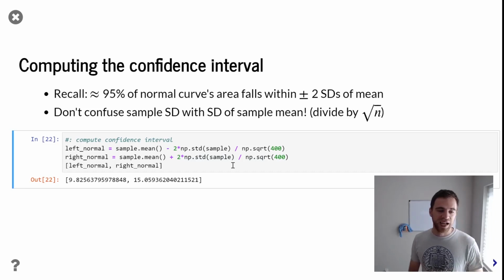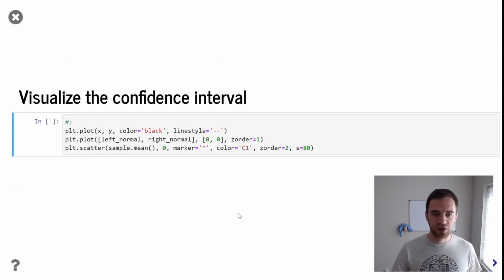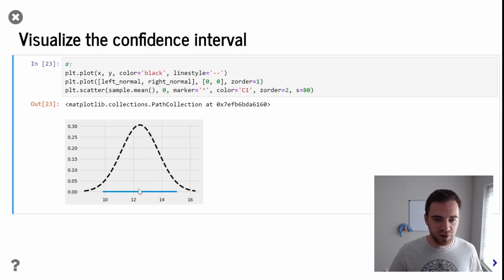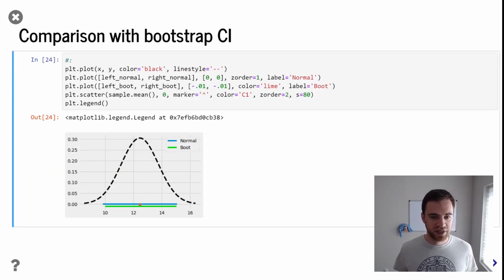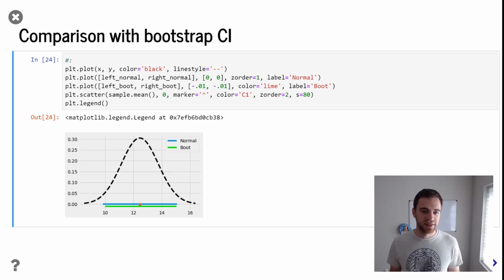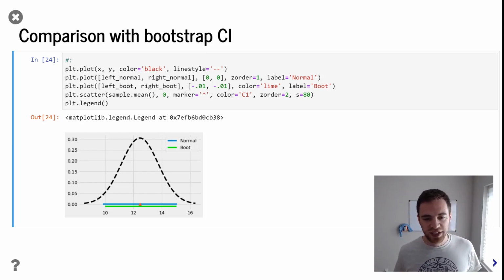So I do that, I get 9.8 and 15. You'll notice that when I plot the confidence interval here, it looks pretty similar to that bootstrap confidence interval I had previously. So let's compare that. They're pretty much right on top of one another. The bootstrap confidence interval is green. It's the one on the bottom. It's almost exactly the same as the normal confidence interval. But I got that blue confidence interval without having to run the bootstrap. I saved myself a lot of computation.